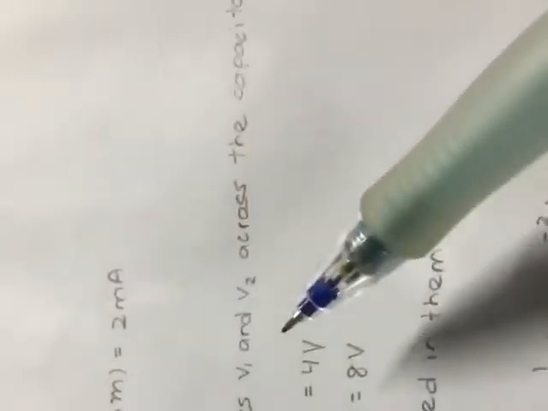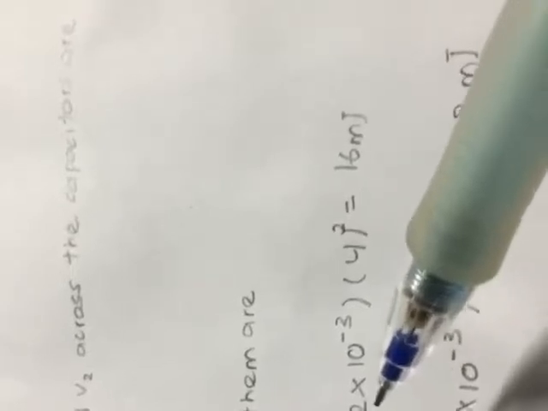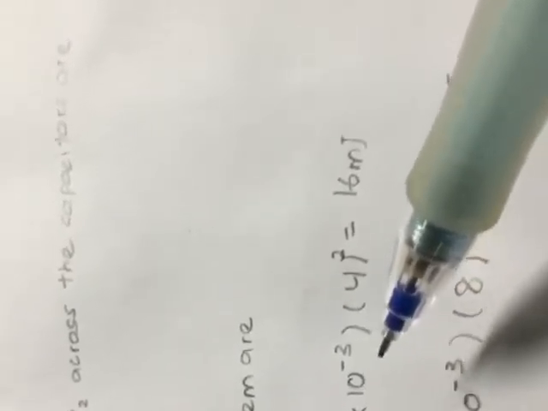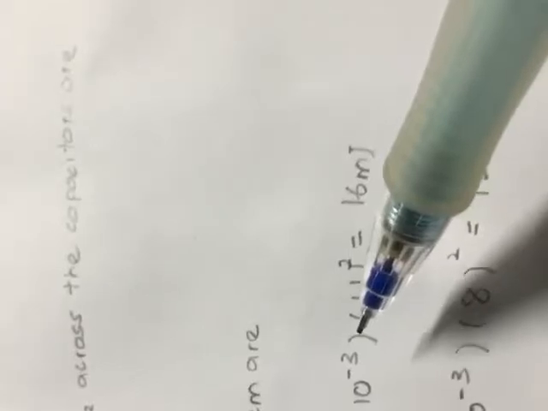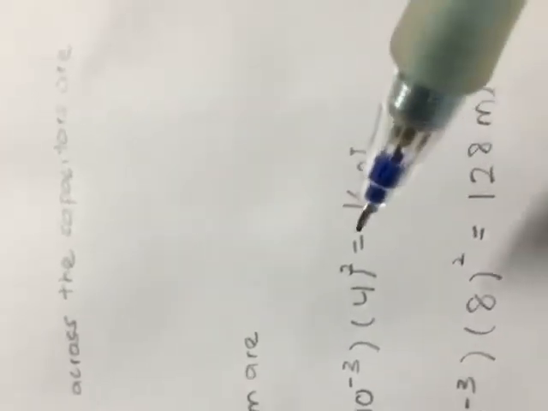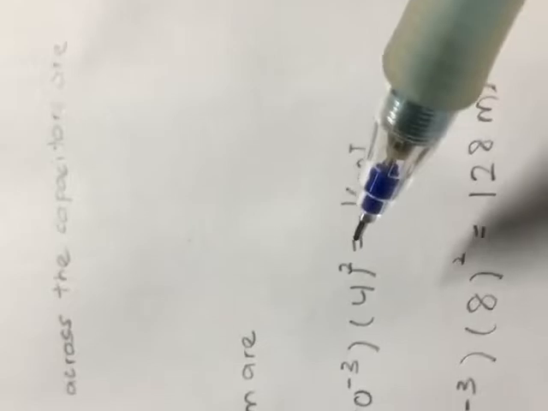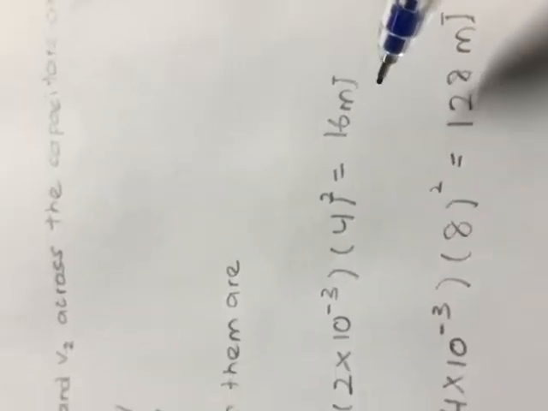After that, hence the voltages v1 and v2 across the capacitors are: v1 we get 4 volts, v2 we get 8 volts. So the energy stored in them is, for w1 equal to 1/2 C1 v1 squared, equal to 1/2 times 2 times 10 to the power negative 3 times 4 squared, equal to 16 mJ.